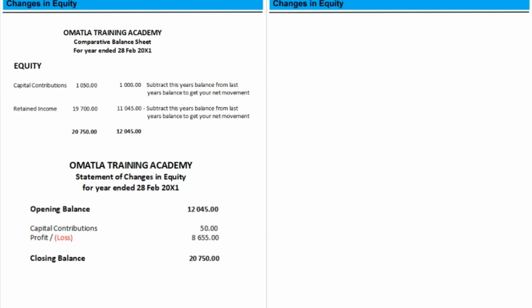To complete complex statements of equity, we have to understand the basic layout. Take a moment to look at the illustration, it's easy to understand.